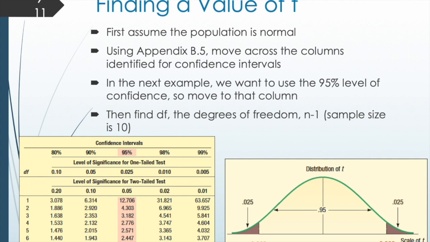We are going to be assuming in these problems that our population is normal. And yeah, there's your appendix specifically. It's Appendix B5. This one is set up a little bit differently than the Z distribution.